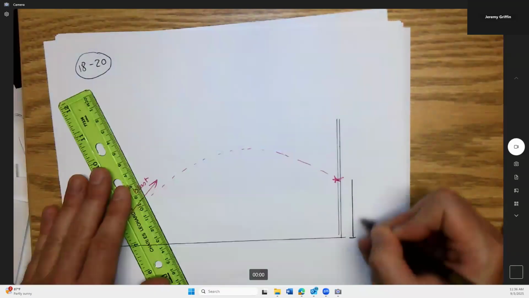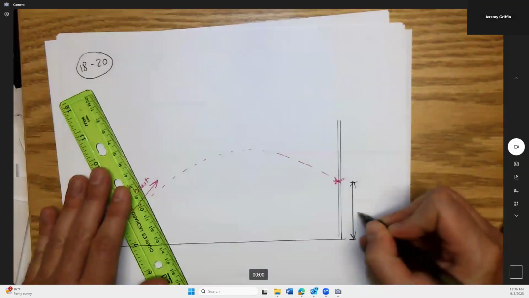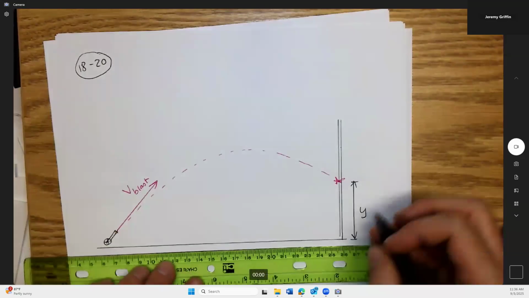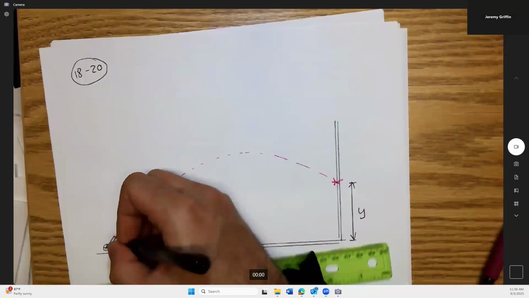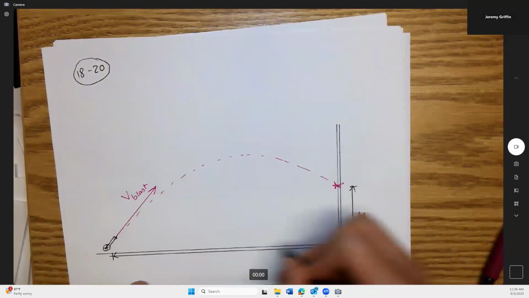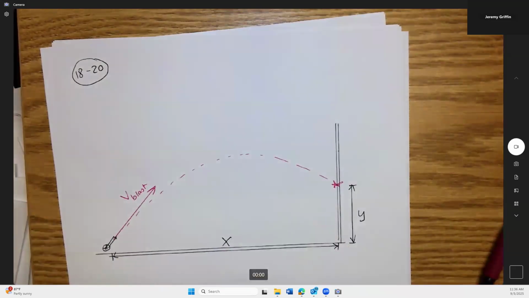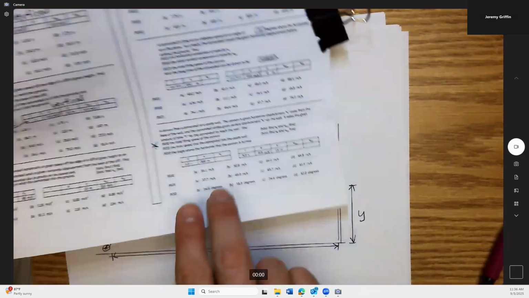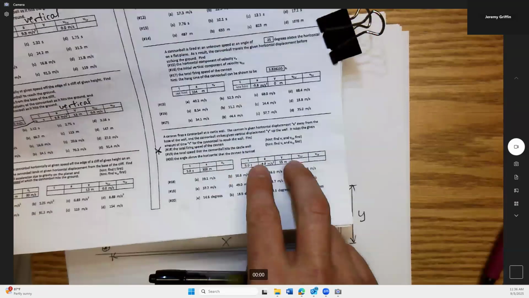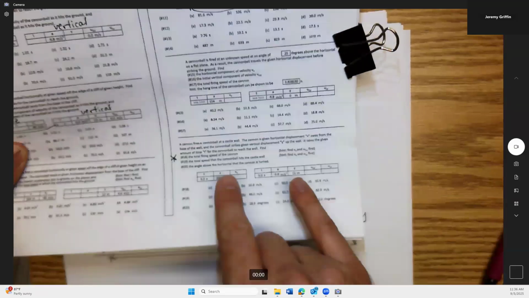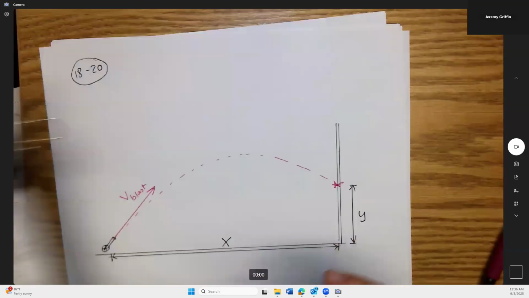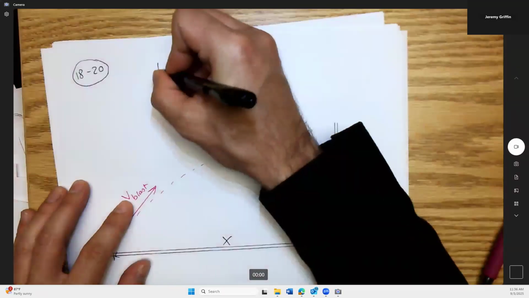I'll call this vertical displacement Y to match the paper, and I'll call this horizontal displacement X. That's how far from the castle wall. Okay, you guys good? So it looks like I gave you enough information. You could start either with the horizontal or the vertical, because I did give you the time.